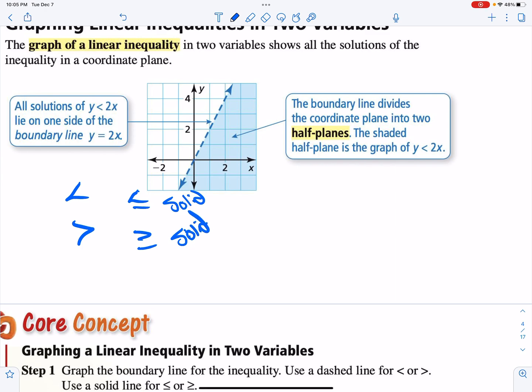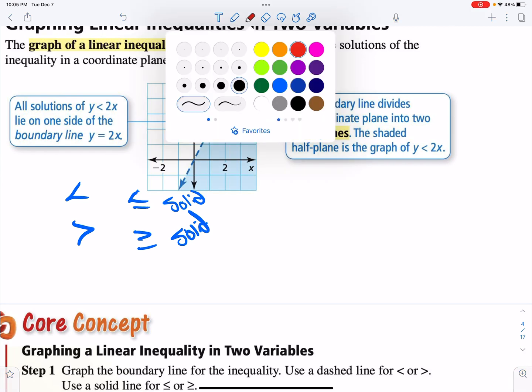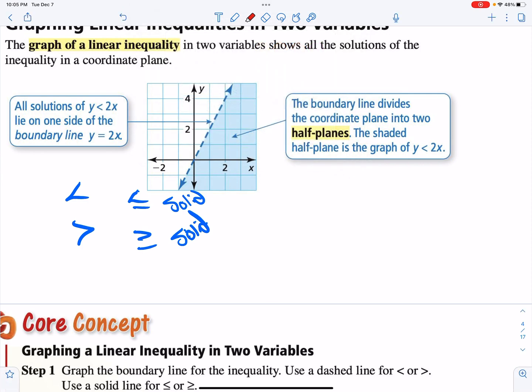The other thing that's a little bit different is that we shade what's called half planes. So once you have your line graphed, you shade above or below based on your inequality. If it's a less than, you're going to shade below. Sometimes kids have a hard time with that, and I tell them to think like their line is a pencil. If this is a pencil and I stand it up on my desk at that angle, the direction the pencil falls is below. If it doesn't fall that way, it's above.